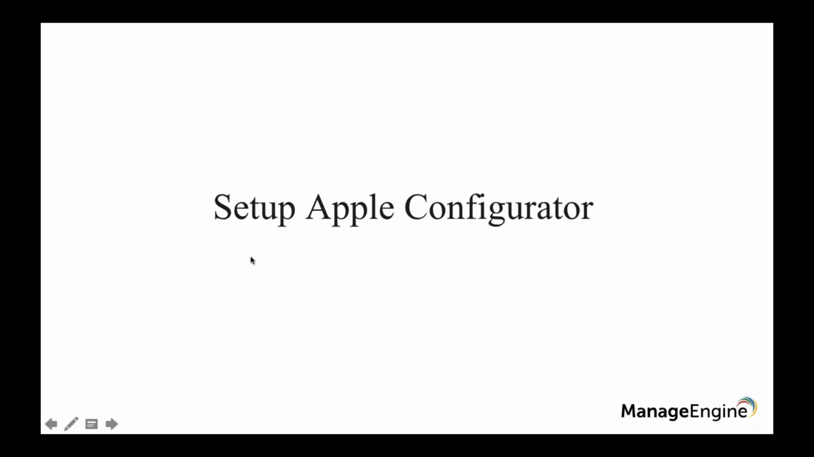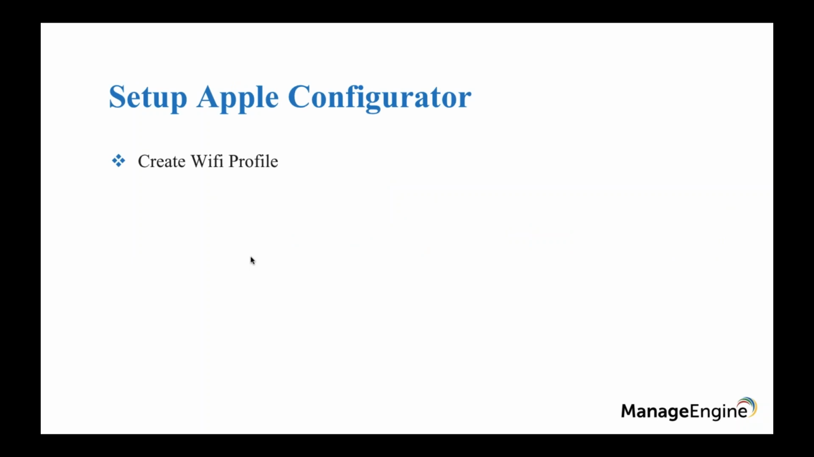The first thing that we have to do is to set up the Apple Configurator. This involves 3 steps. The first is we need to create a Wi-Fi profile. This Wi-Fi profile contains the detail of the Wi-Fi to which the device will connect to upon activation. Our next step is we need to add the MDM server details, which will be managing the devices. The third and final step is to configure the iOS setup assistant.